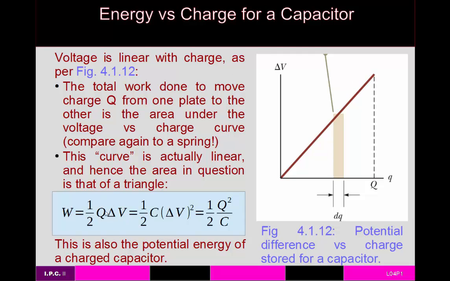And since Q can be rewritten, this work equation has three different forms that it could take. It's 1/2 Q delta V. It's also 1/2 C delta V squared. It's also 1/2 Q squared over C. And this also gives you the function for the potential energy stored in a charged capacitor.